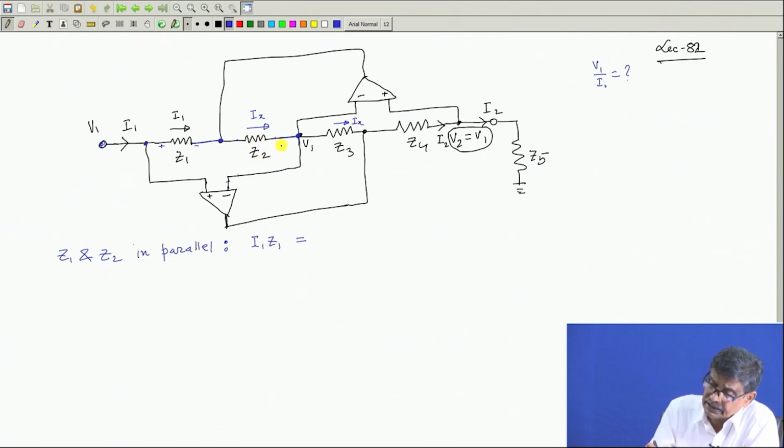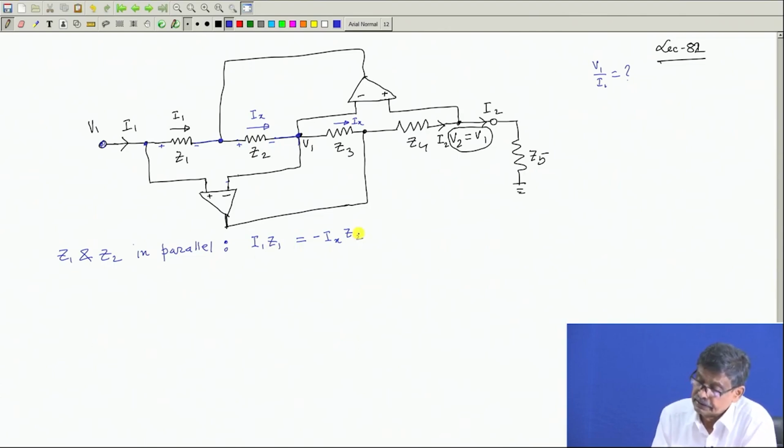And about this one, this voltage must be equal to Ix into Z2. If you write it like this, this is plus, this is minus, and this voltage is Ix into Z2. But the potential of this point with respect to this is equal to minus Ix into Z2. So, this is one equation. Alternatively, you can say Ix is flowing this way. In any case, I1 Z1 equals Ix into Z2.